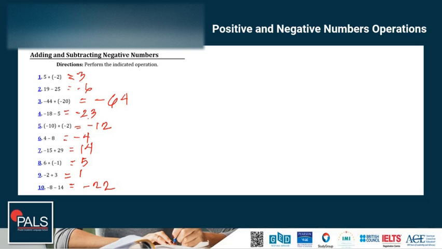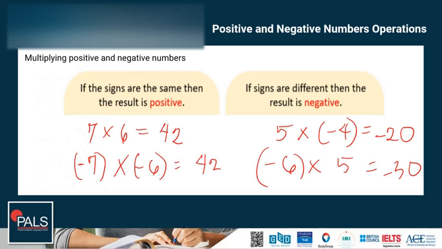The next operation is multiplying positive and negative numbers. In multiplying positive and negative numbers, we will just be looking at very simple rules. If the signs are the same, then the result is positive. If the signs are different, then the result is negative. Look at the example on the screen.